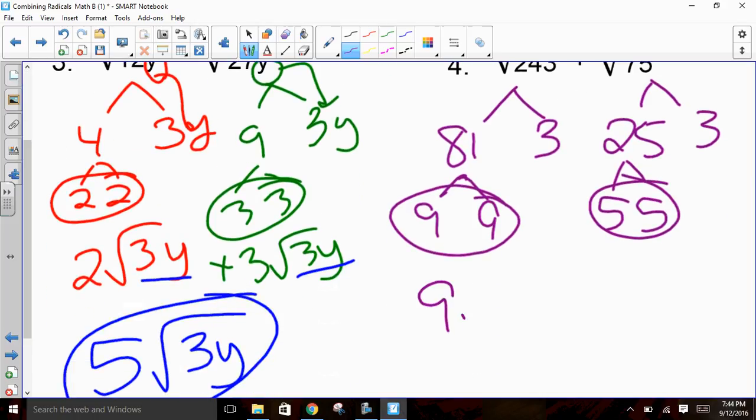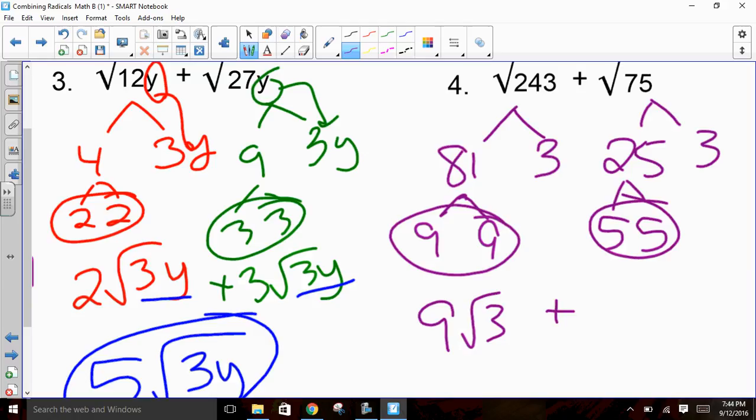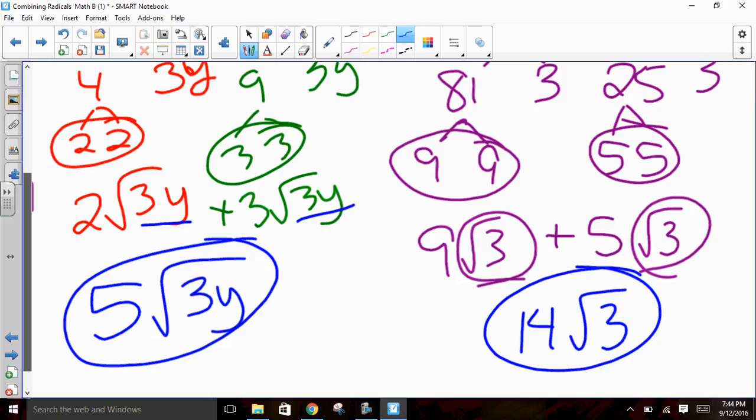So then I have 9 root 3. Oh, I missed my operation sign in the middle. I think it's plus, yeah. My group of 5 comes out, left with root 3. Take a peek. Root 3 and root 3, we're good to go. So 9 plus 5 gives me 14. Square root of 3 comes and hangs along with.